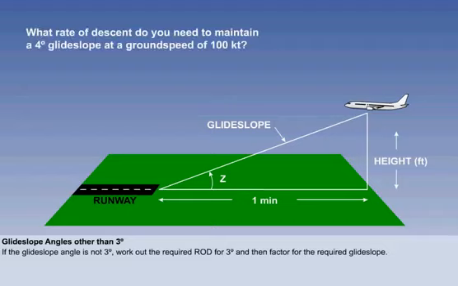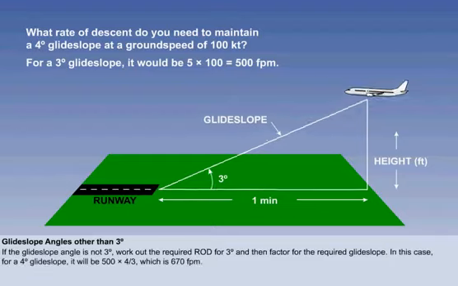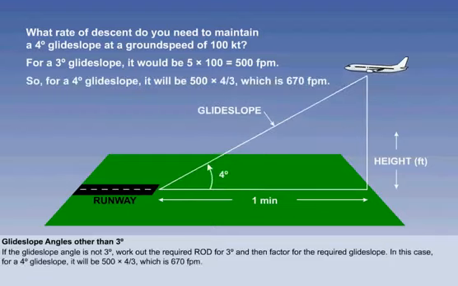what rate of descent do you need to maintain a 4-degree glide slope at a ground speed of 100 knots? For a 3-degree glide slope, it would be 5 times 100, 500 feet per minute. So, for a 4-degree glide slope, it would be 500 times 4 over 3, which is 667 feet per minute. Call it 670 for practical purposes.